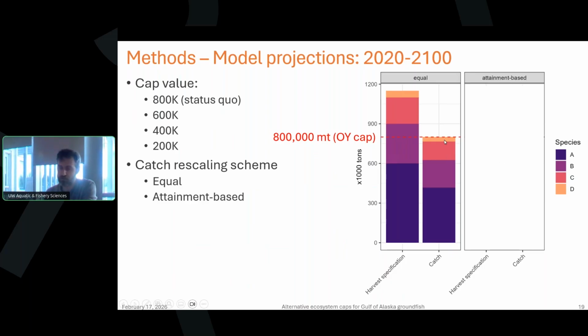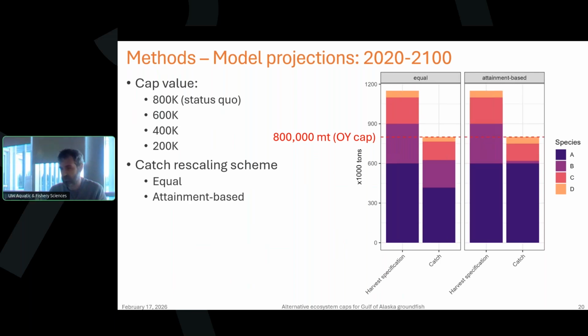One way to do that is to do that equally for all your stocks. Basically you say that all stocks are attained in equal measure, so you just rescale by however much you need to fall under the cap. That's one way that you could do it.